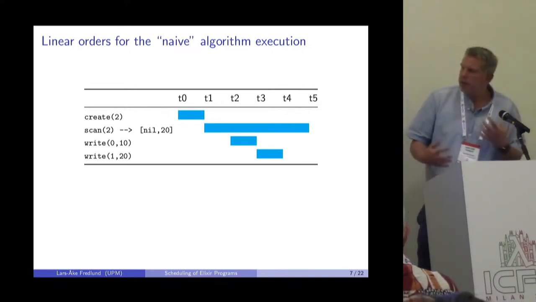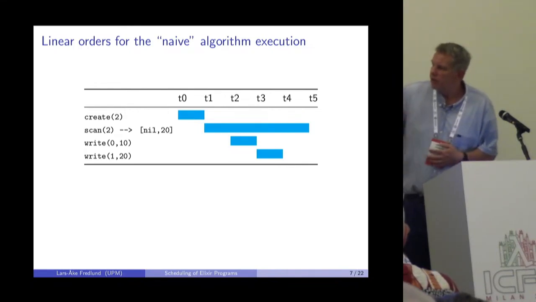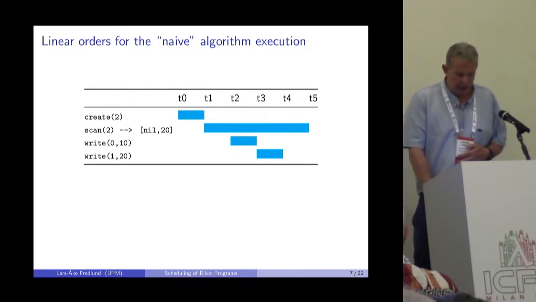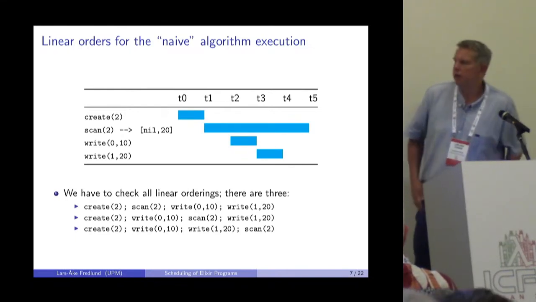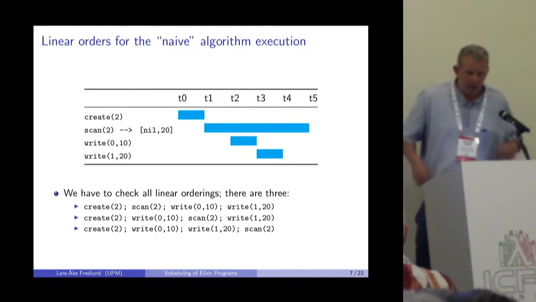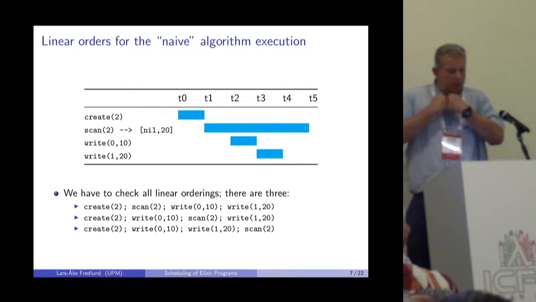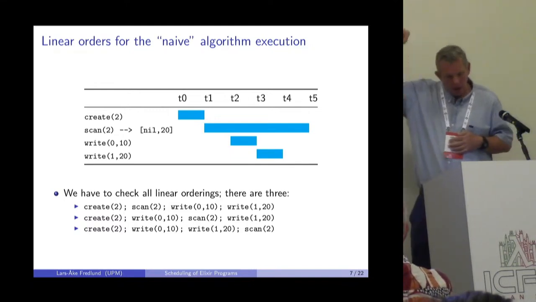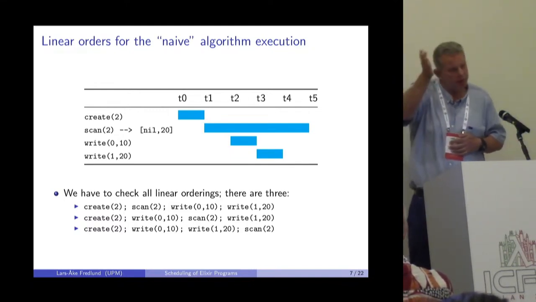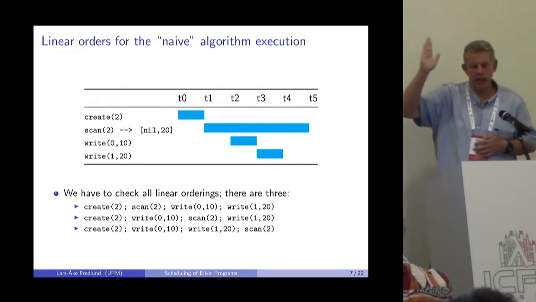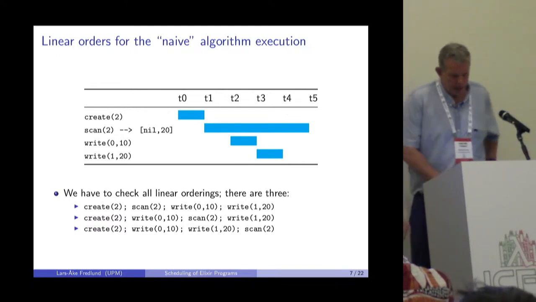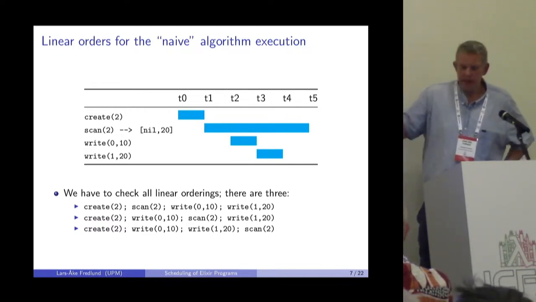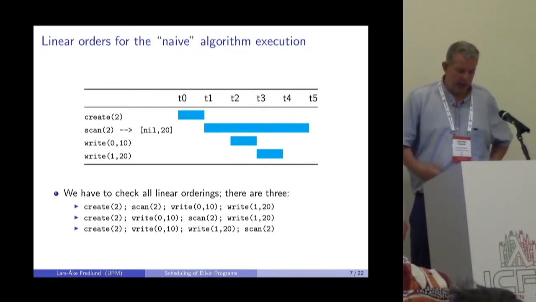So what are the linear orderings of this execution? Well, there are 3. Okay, so we have the first one. Create always begins. Okay, so we are going to respect the timestamps. If we know that one call executed and terminated before another call, it's always going to be before that other call in the ordering. So create always comes first because it's executed first, and then we have an option.